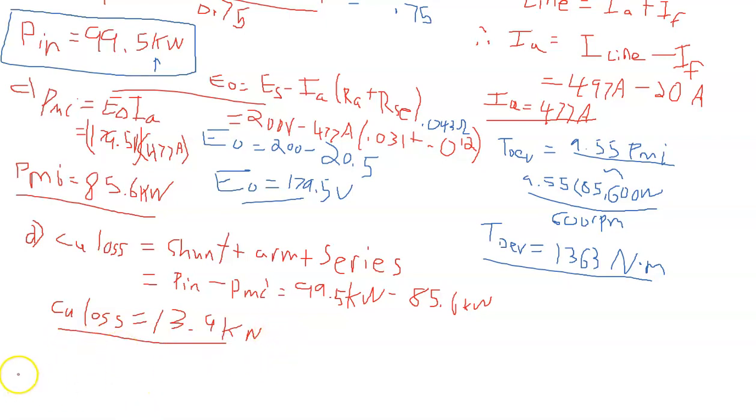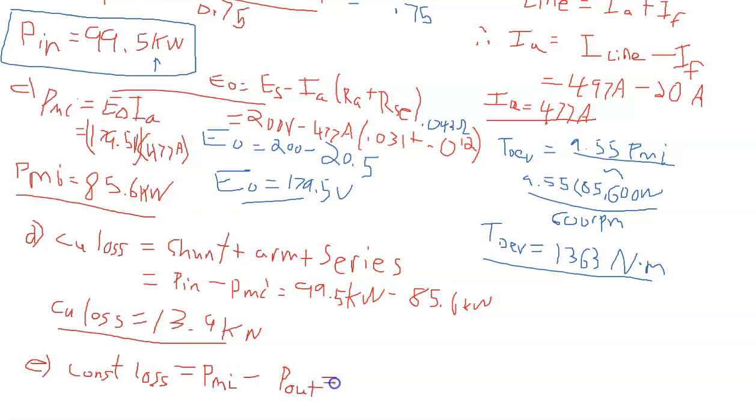Now for part E, we are asked to find the constant loss. And so the constant loss, remember, is the mechanical loss, or also might be referred to as the shaft loss. And that one is on the other end of the motor, across the shaft. And it is the difference between PMI and P out.